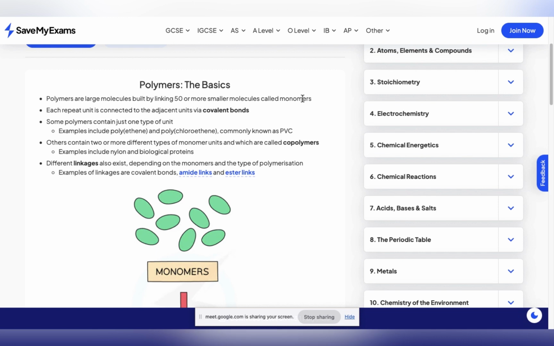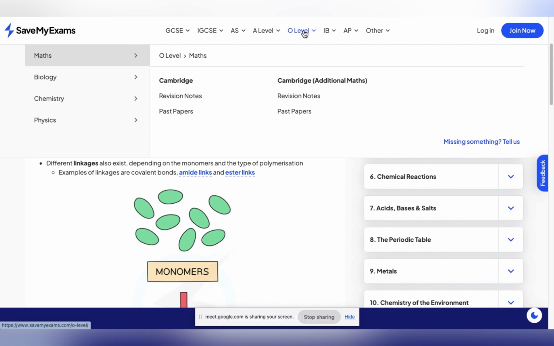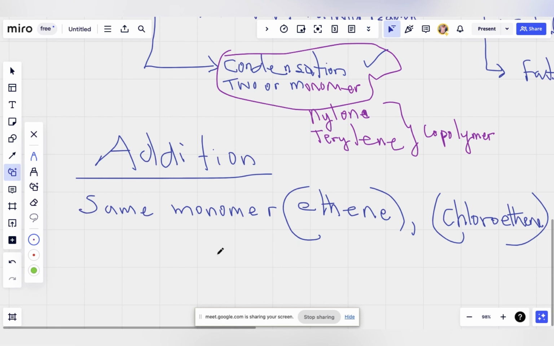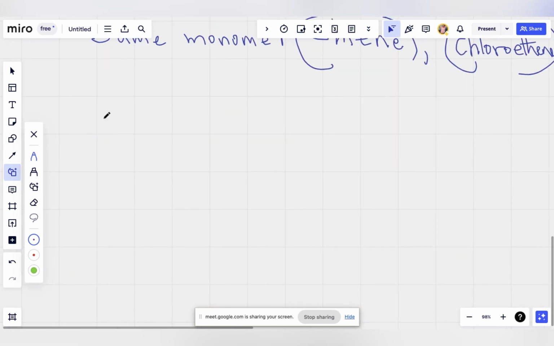Now, different linkages exist depending on the monomers that you use in forming the polymer. Examples of linkages are the covalent bonds that are formed: the amine linkage and the ester linkage, especially when we do condensation polymerization. The amine group can be formed when we do condensation polymerization.